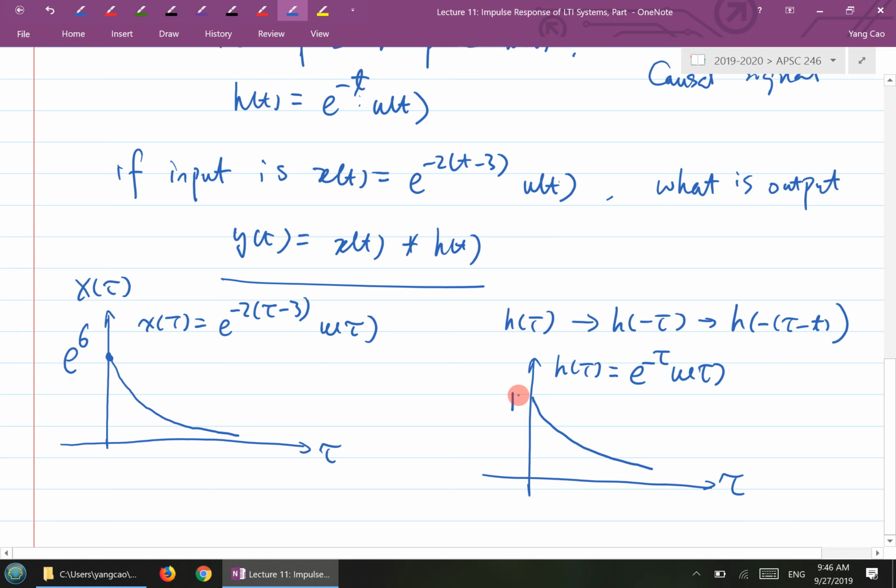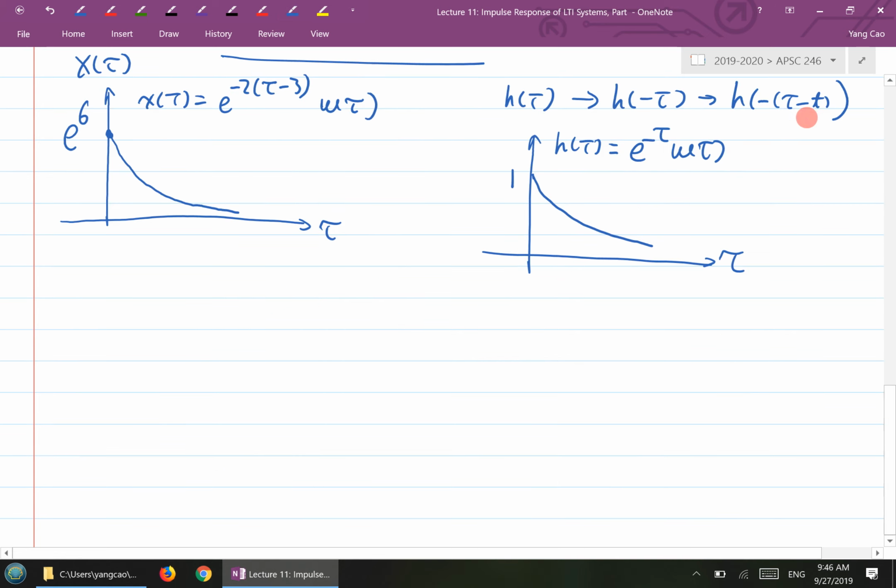Notice the subtle difference: I'm not just sketching this one here, I'm also keeping the exact expression, and not just this part, but also the unit step function in the picture. Now let's look at what h of negative tau is.